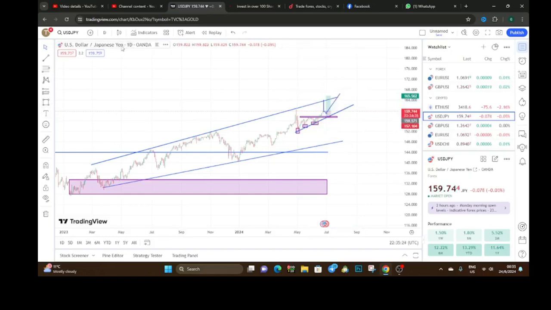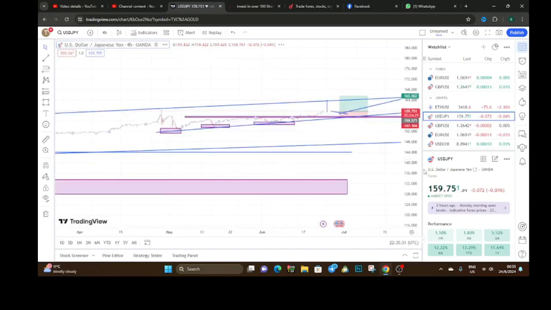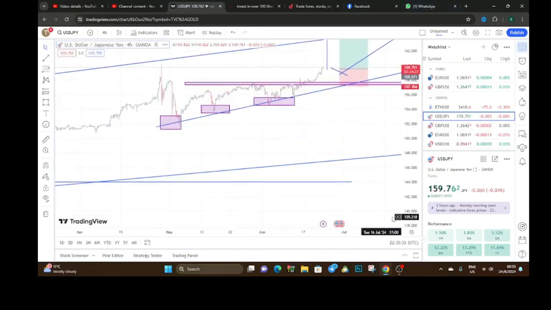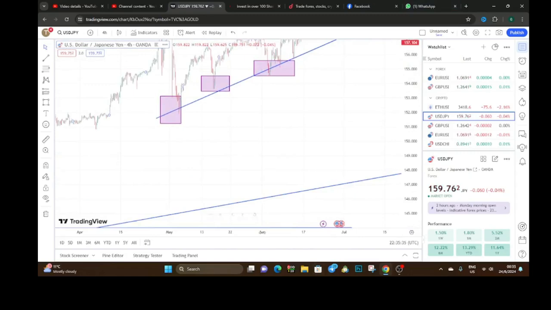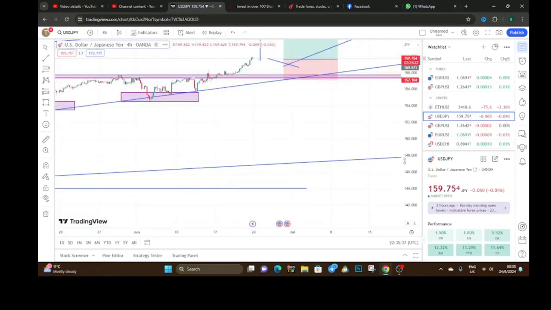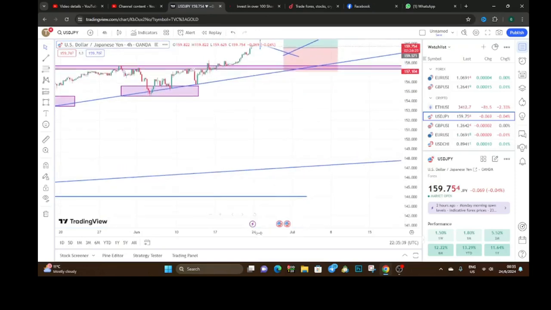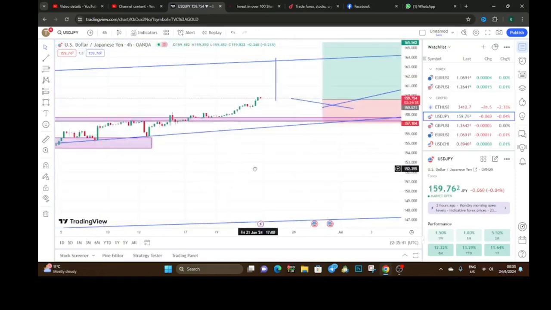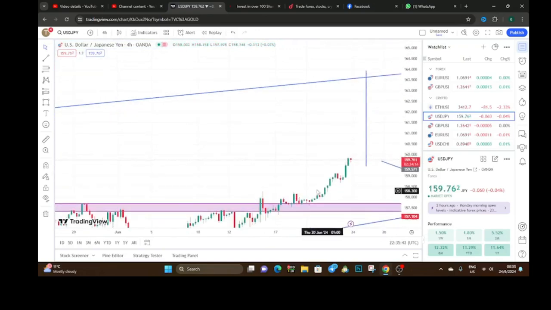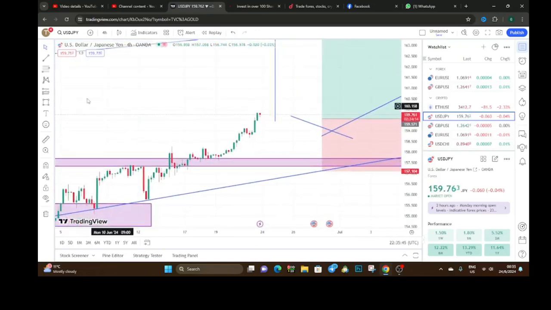But if you are to wait for the smaller time frame, let's go to H4 and see what's going on. So now for the H4 guys, this is where we sniper, or even for the M15 and M30, we sniper, right? As you can see, this level has been breached. Now this is how I sniper. I wait for the pullback, right?